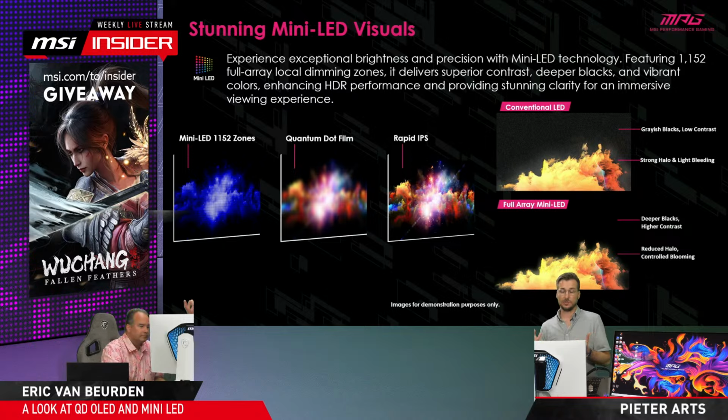And basically that's it. So it will try to dim the zones or even completely turn them off where brightness is not needed, where nothing is showing, or where it's black, let's say. And where something is bright, it will turn the backlighting extra bright.